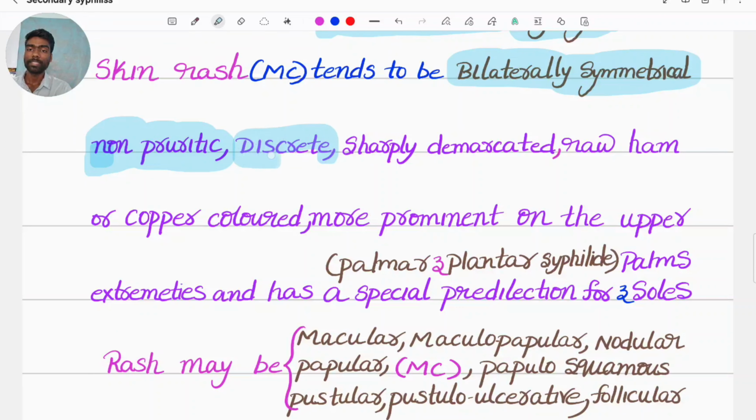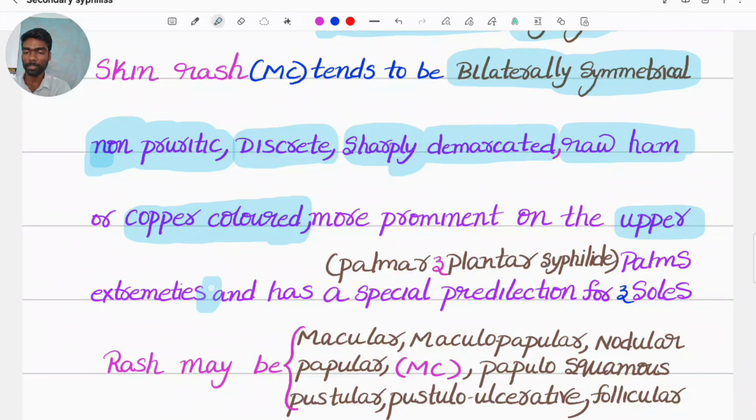Discrete. Discrete means one lesion will be separate from other lesions, not coalescing. Sharply demarcated. Demarcation means we can clearly appreciate the surrounding normal skin from the lesion. Raw ham or copper colored. Raw ham means raw pork meat colored, or copper colored, more prominent on upper extremities.